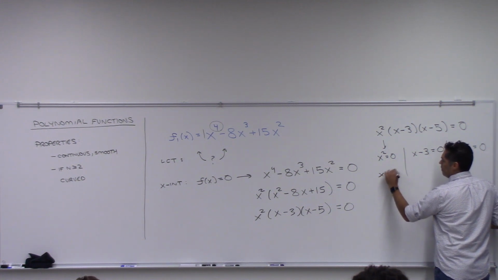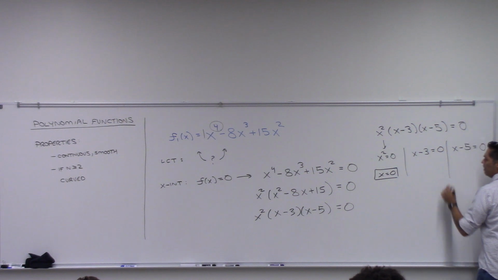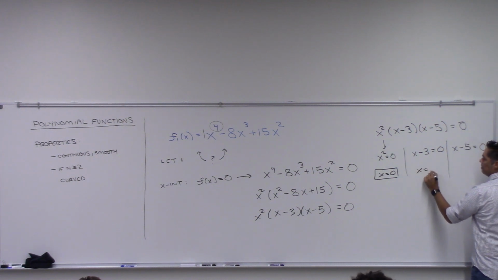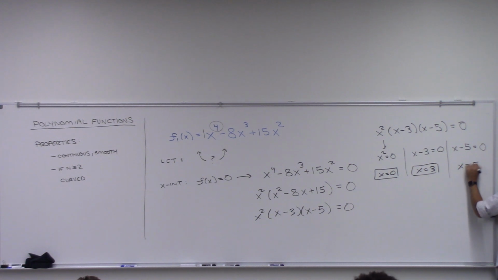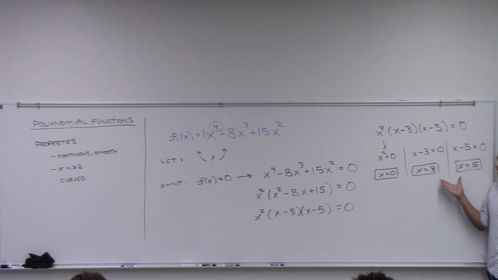0. The only number you can square and get 0 is 0 itself. Solve that, x is 3. And then solve this and you get x is 5. Okay. All right. We got kind of lucky here.